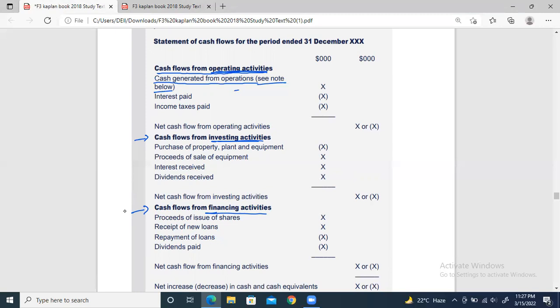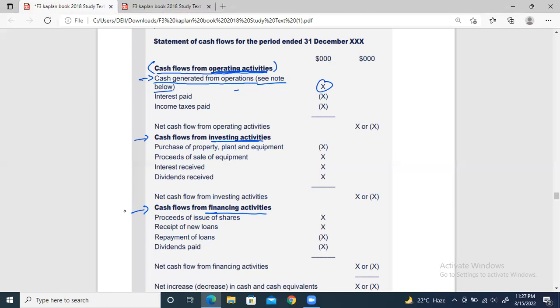So what we have to remember is that this is a separate part, which comes under the heading of operating activities. And this itself is the heading that I've written in brackets. Okay, so we'll see the note of this below as well. It contains some minor things. There is a calculation, just like we had a calculation for cost of sales, if you remember, right?